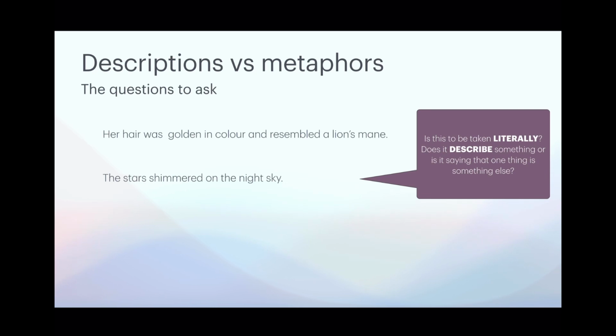The stars shimmered on the night sky. They seem to be doing that. So it is a description of what's happening. I am not saying that the stars are doing something that they are incapable of doing, or at least from our perspective. And I'm not saying that there's something else.